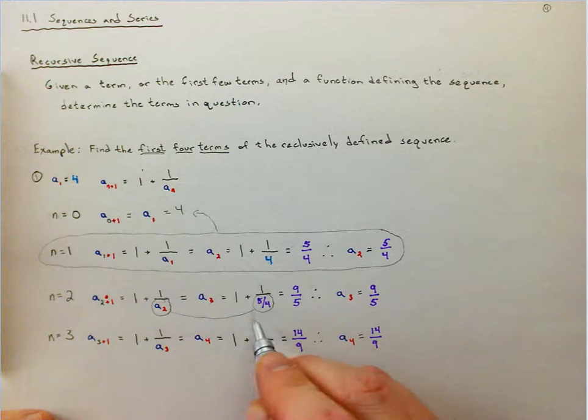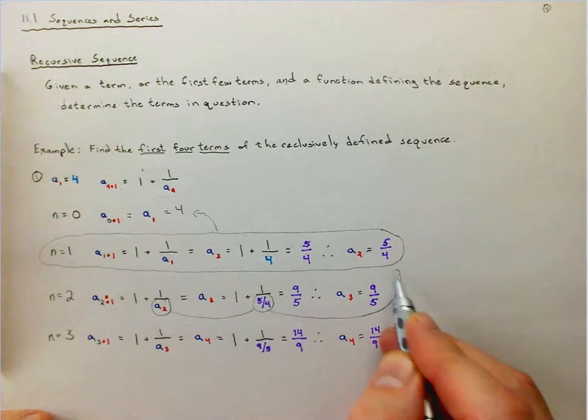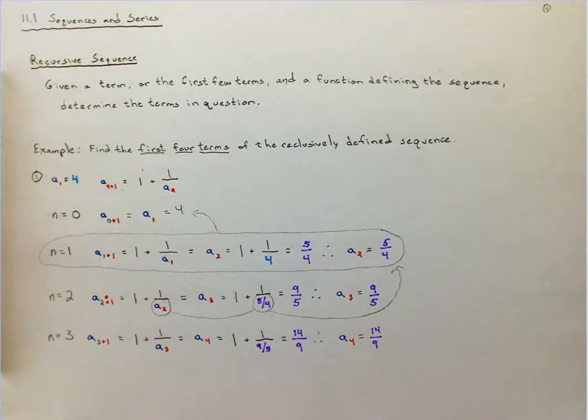These two values right here came from my prior calculation. And the same can be said down here. I'm going to end up with a sub 3 in my equation to calculate a sub 4. A sub 4 equals 1 plus 1 over 9/5, which equals 14/9. Therefore, a sub 4 equals 14/9.